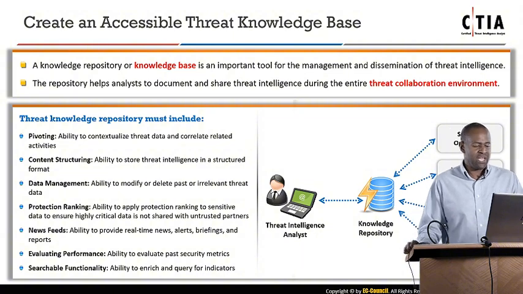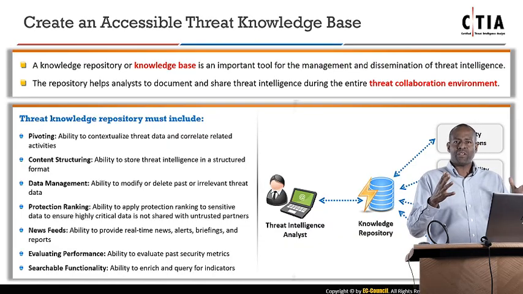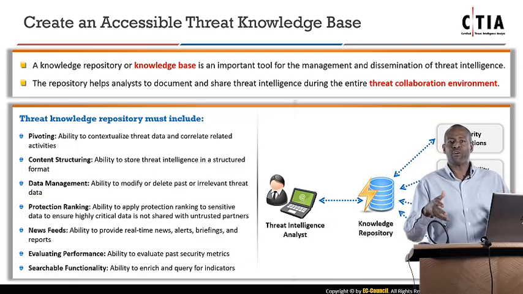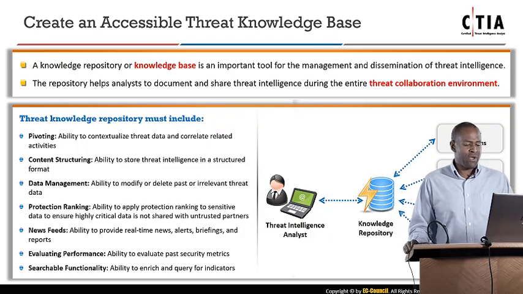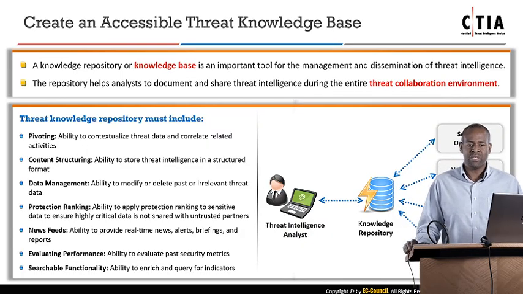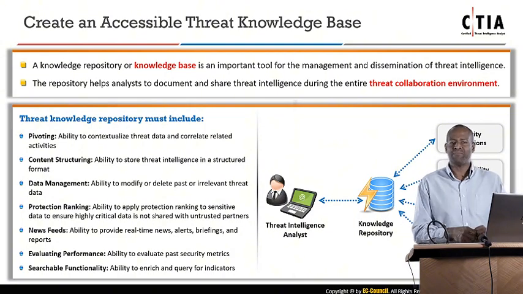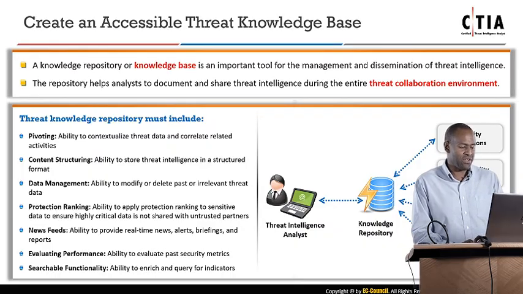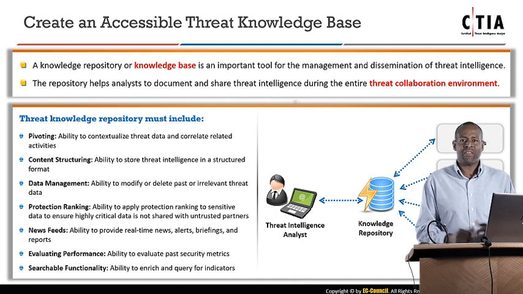Next, we look at news feeds, the ability to provide real-time news alerts and briefings and reports. The actual knowledge base may have a front face that has a news feed of things that are currently happening. Evaluating performance: the ability to evaluate past security metrics. You can do a quick search in the knowledge base and see what the past metrics are. And again, that brings us to that bullet point, searchable functionality. We want to be able to query to get those indicators.